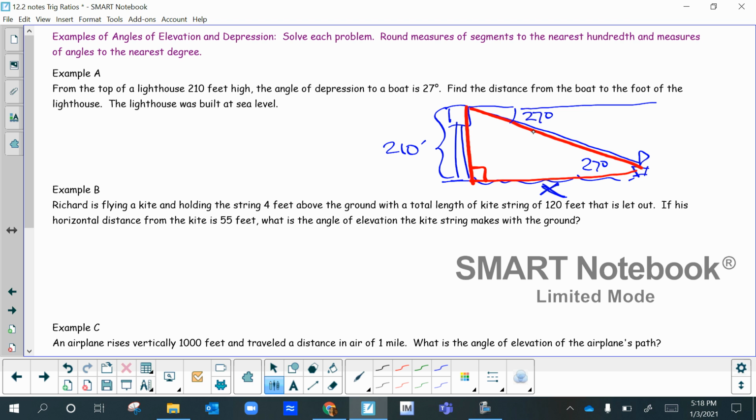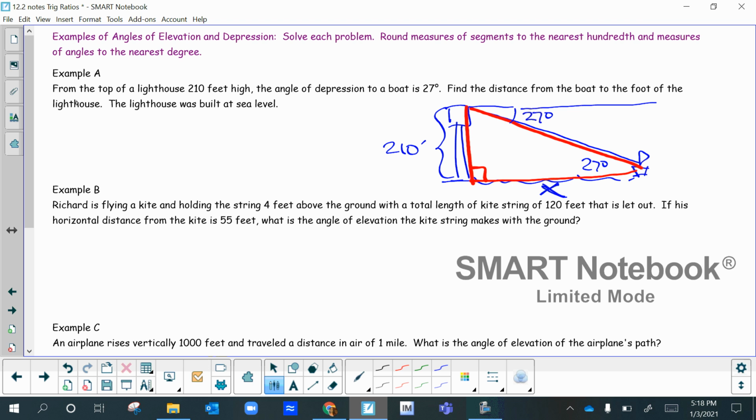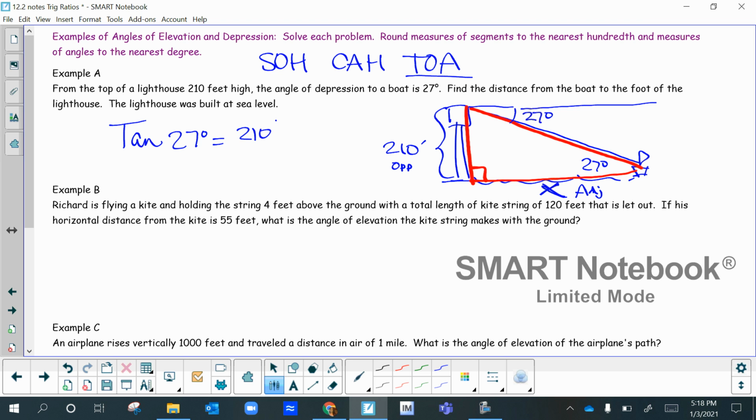And I have the opposite is what I have, and then I have the adjacent is what I am looking for. So what uses opposite and adjacent? Remember, it's always good to write these ratios up at the top, the little acronym. So opposite and adjacent is tangent. I'm going to write tangent of 27 degrees equals opposite, which is 210 feet, over x, which is going to be feet. And I'm going to solve for that.